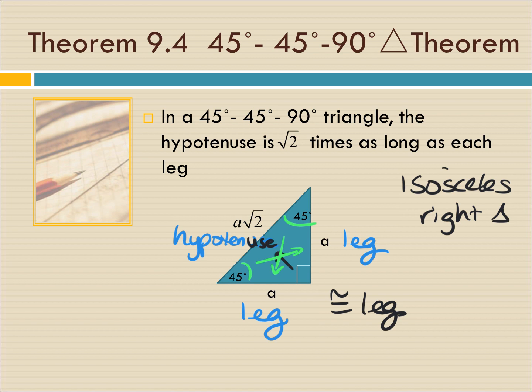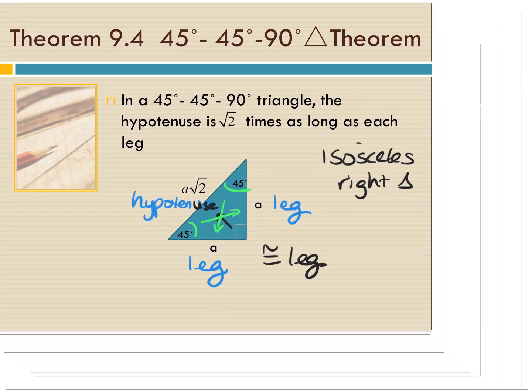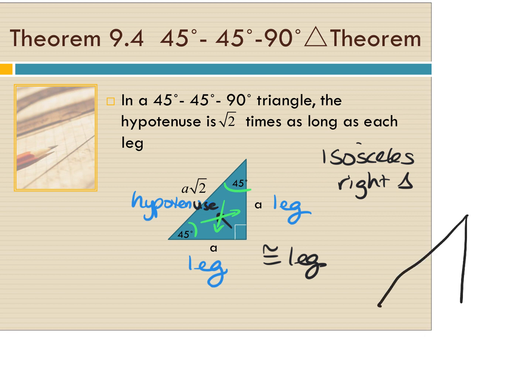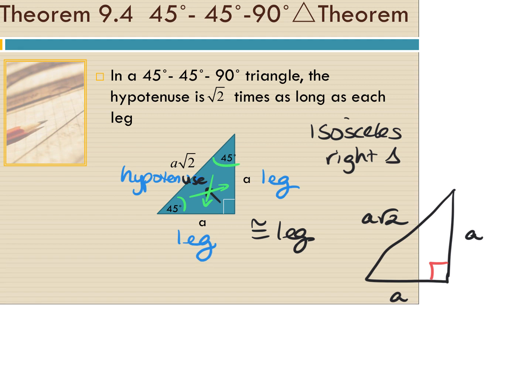Now, let me go ahead and add some numbers to my picture to show you how we're going to calculate the different side lengths. You can either add the numbers to the picture or redraw it. So this is my right triangle here, and this is A, this is A. This is going to be A times the square root of 2. So let's say I told you that A equals 8.